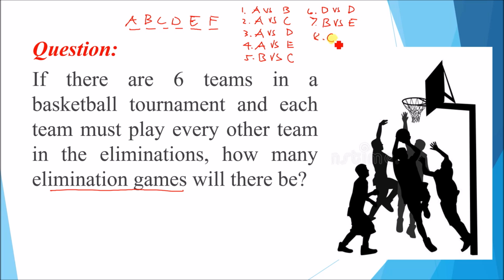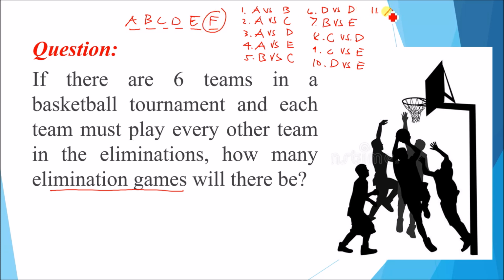Pagdating naman kay letter C or team C, hindi na niya pwedeng kalabanin si A at saka si B kasi tapos na siya sa other games. So, C versus D na tayo o kaya C versus E na tayo. Pagdating naman kay D, pwede niyang kalabanin si E. So, lumalabas na wait, nakalimutan natin si F. So, balik natin na lang dito.